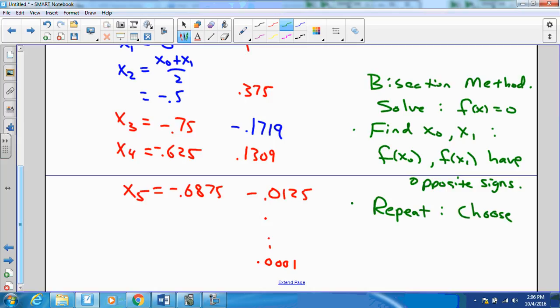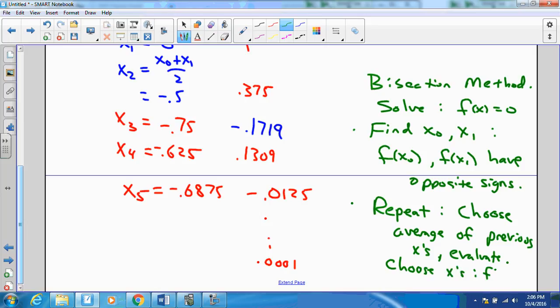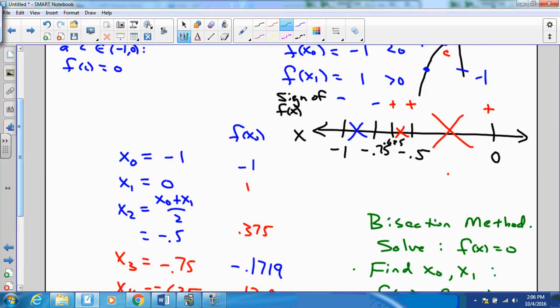Then, I'm going to repeat the following process. Choose the average of the previous 2 x's and evaluate. Choose the x's so that f of x has opposite signs. And that's what we did with our number line right here.